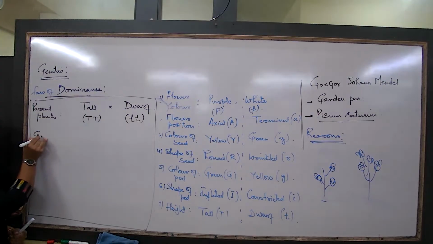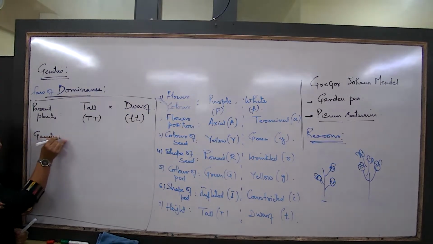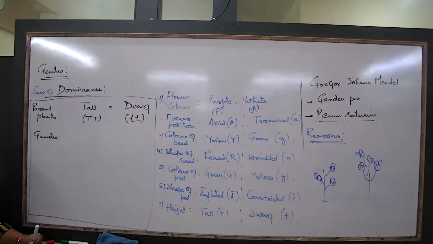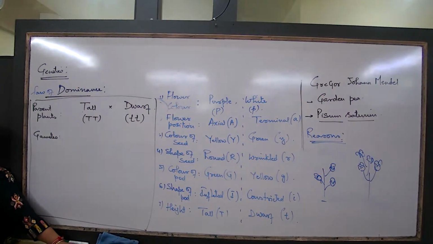The next concept is to write gametes. You know the concept of gametes now. What are gametes? Cells formed by the process of cell division. Which cell division is involved in the formation of gametes?